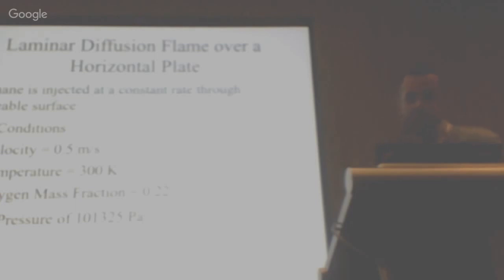So now I saved the best for last. This is absolutely my favorite case. This is laminar diffusion flame over a horizontal plate. It's like your traditional boundary layer problem, but with explosions. And methane is basically injected through at a constant rate through a permeable surface. The inlet conditions are 0.5 meter per second, 300 Kelvin, oxygen mass fraction of 0.22. The outlet pressure is specified as 101,000 pascals.